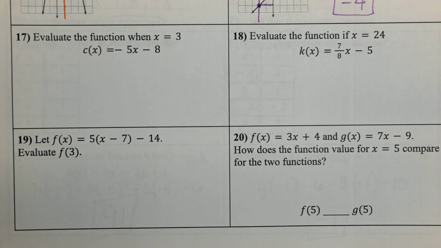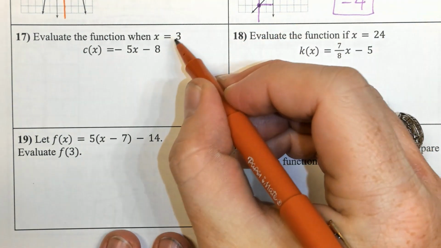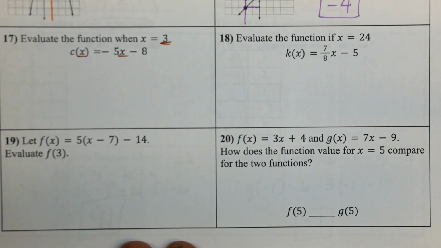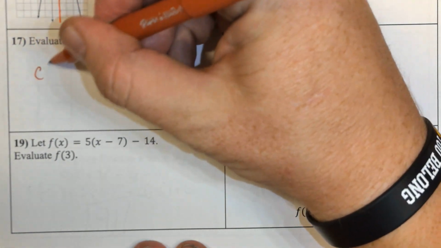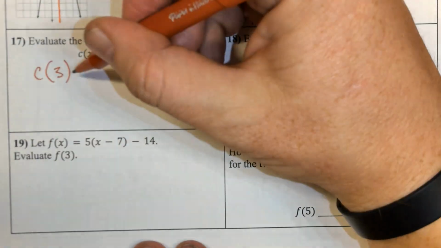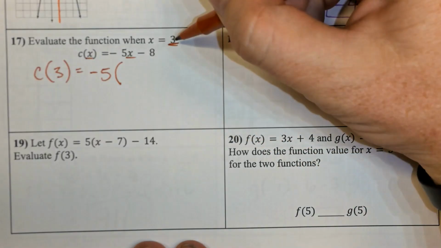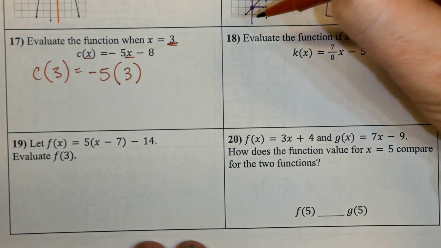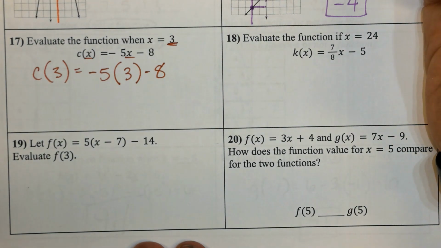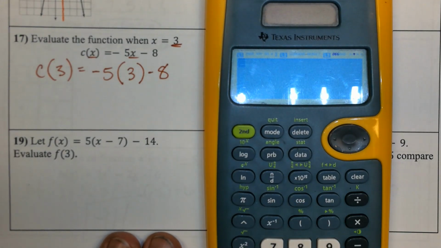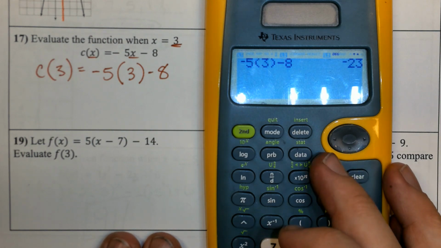17. Evaluate the function when x equals 3. So again, here's my number. Anywhere I see x, I replace it with 3 and then just solve. So I have c of 3 equals negative 5x. So negative 5 parentheses 3 and then minus 8. Okay, now I'm going to type that in. Oh no. And there we go. So I have negative 5 parentheses 3 minus 8. I get negative 23.